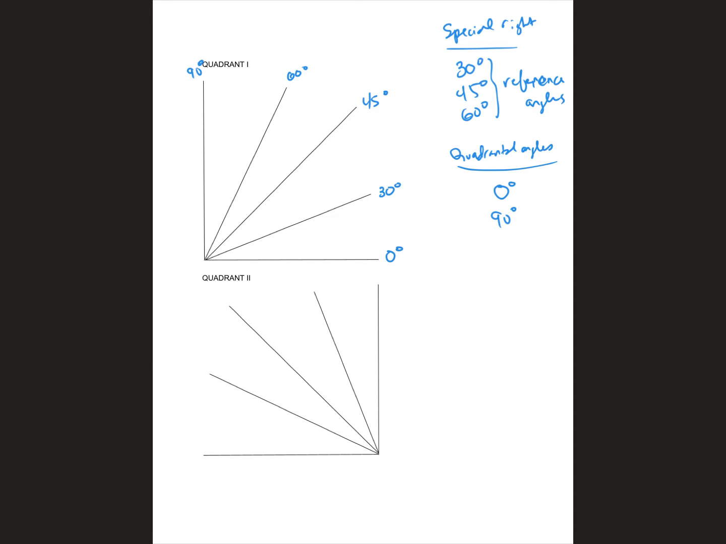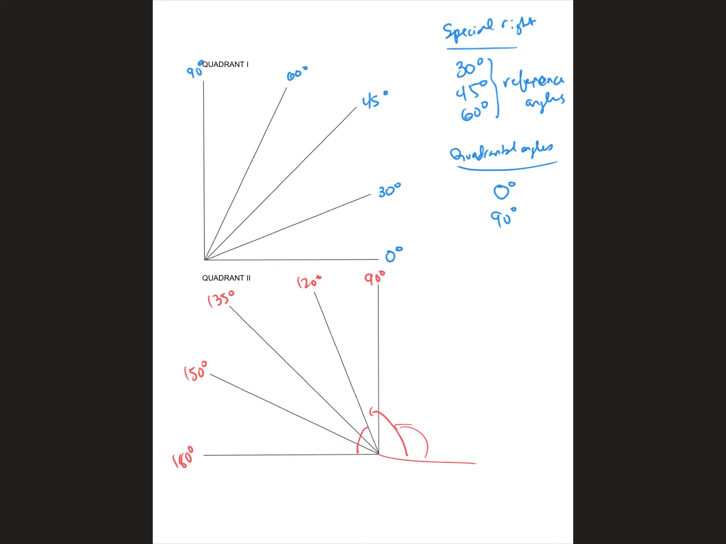Now when I look at quadrant 2, this is again 90, it's still marked from standard position. If I looked at the next angle, this would be a 60 degree reference angle, which means basically this angle is 120 degrees. It's 180 minus 60. So the next one will be 180 minus 45, which is 135, 180 minus 30, which is 150, and then 180.